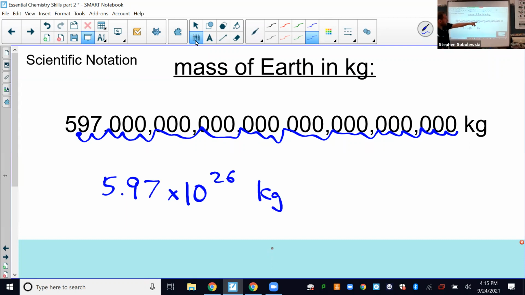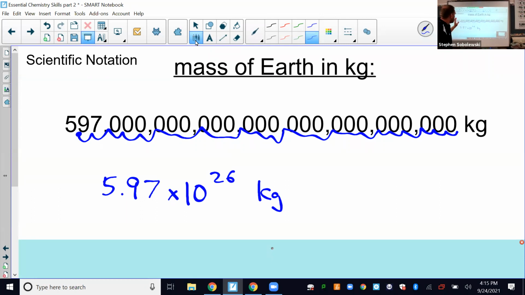Let me count again. Yeah, I think I may have put an extra zero or not enough zeros, because I feel like when I Googled this, it wasn't 26. Don't quote me on this number, but this is proper scientific notation.